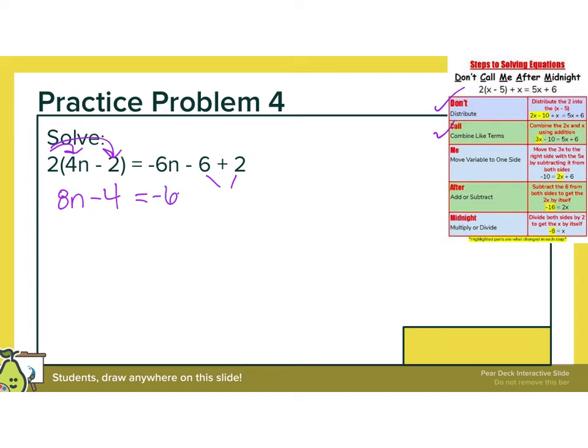Bring down the -6n. Negative and positive, so I'm going to subtract. 6 minus 2 is 4. I have more negatives. Now I have step 3.